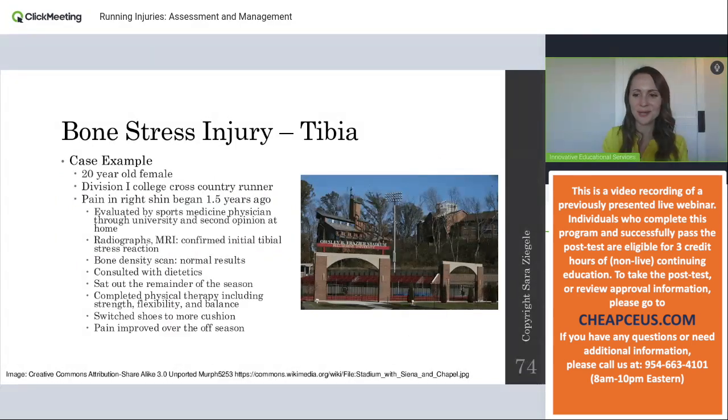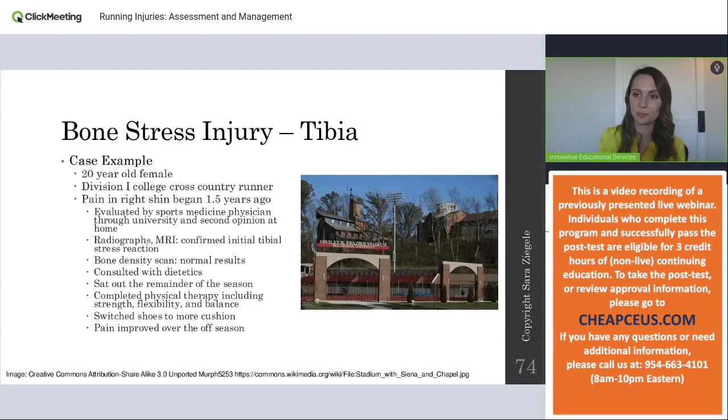And this brings me to a very relevant case study or case example from my own practice. This was when I was an adjunct faculty at a program in Louisville. I set up a teaching runner's clinic in one of their on-site clinical programs. And in that, I had the privilege of working with a 20-year-old cross-country runner who was part of their Division I team. She had pain in her shin for about a year and a half.